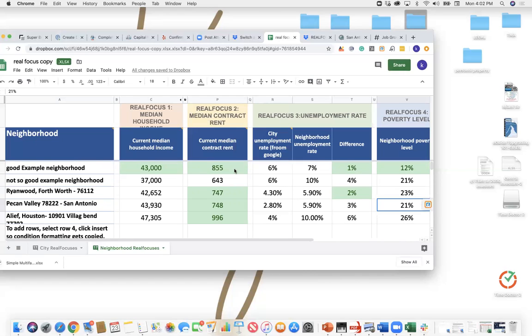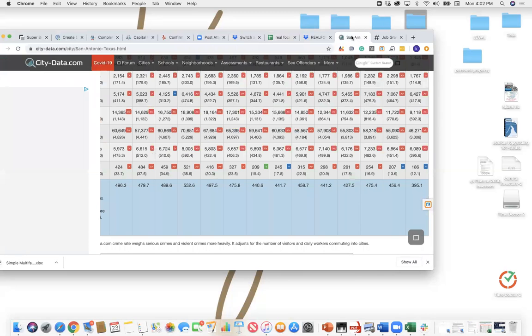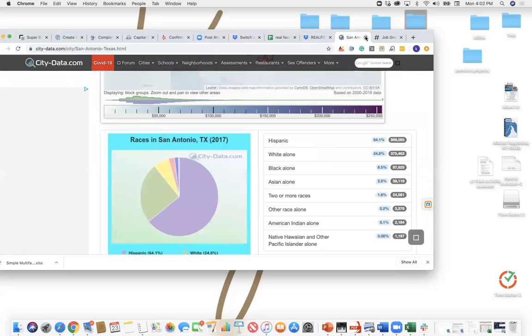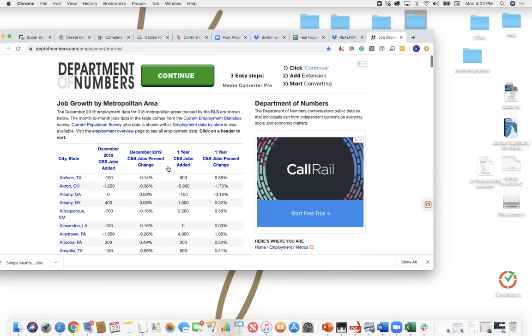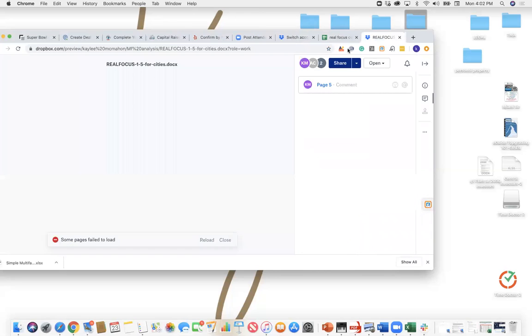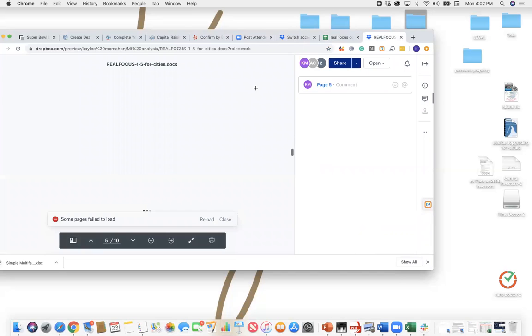So everybody, that is how we vet a market using our data from a property. We have to have our city data information here. We have to have our Google link that is in the sheet that I have with me that I'm showing you through. It's called Real Focus. And then inside your Real Focus, this explains all the different metrics, what they mean. It's just for definition purposes.